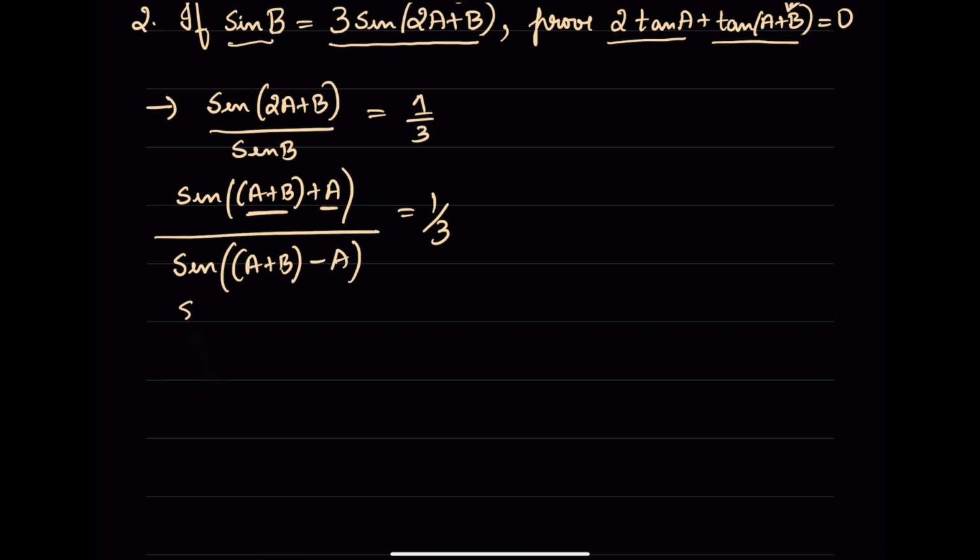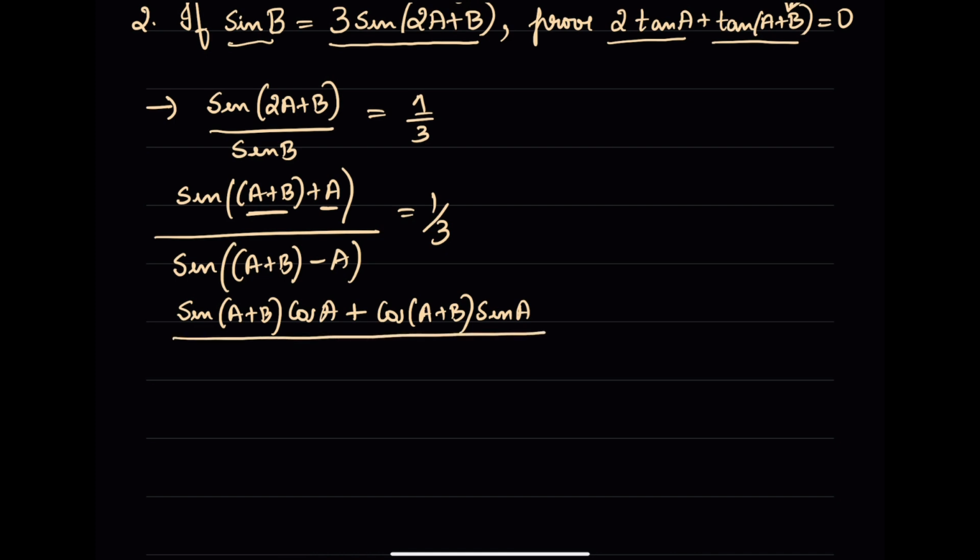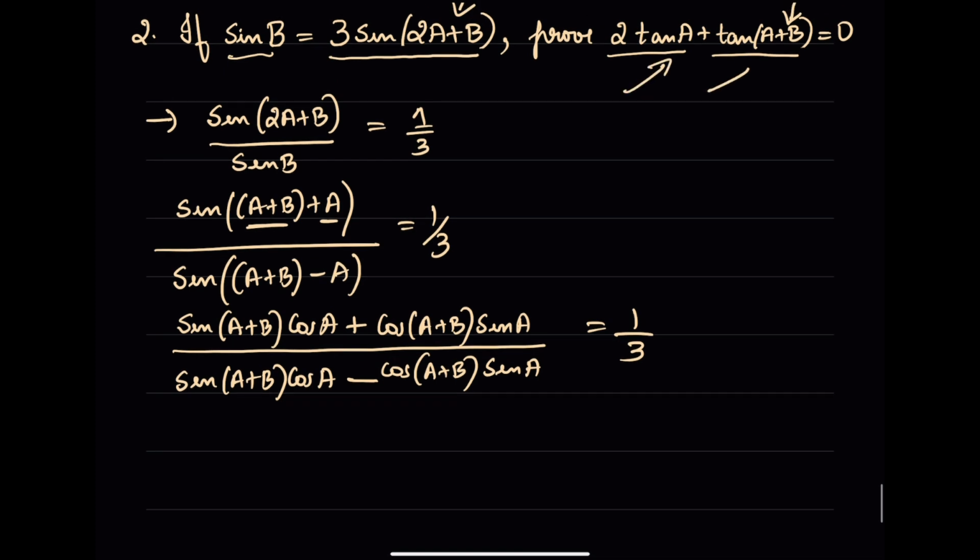Let's apply that formula now. We just have to be a little careful when applying. So this is sin a cos b. So this will be sine of a plus b times cos a plus cos of a plus b sin a. Now the denominator would be sine of a minus b. So this will be sine of a plus b cos a minus cos of a plus b sin a, and this is equal to 1 by 3. Now in the question, the required format is of tan.